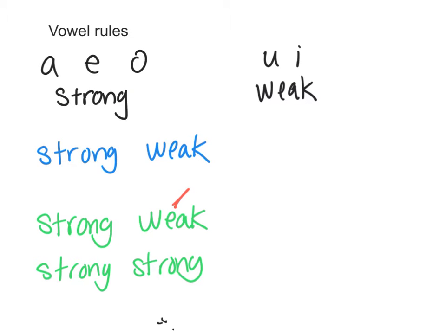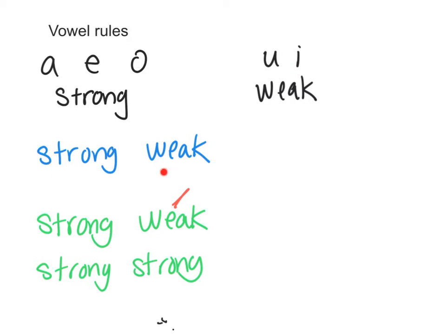So we're going to talk about what happens to double vowel combinations when you have to add a pronoun onto the end of a verb that has a double vowel somewhere in it. To start with, you need to remember that a, e, and o are strong vowels and generally overpower our weak vowels, which are i and u.